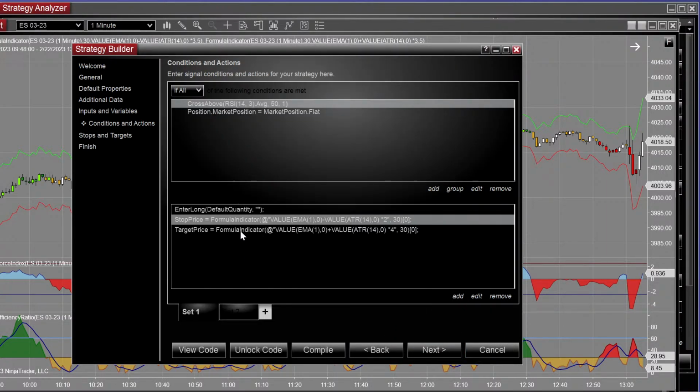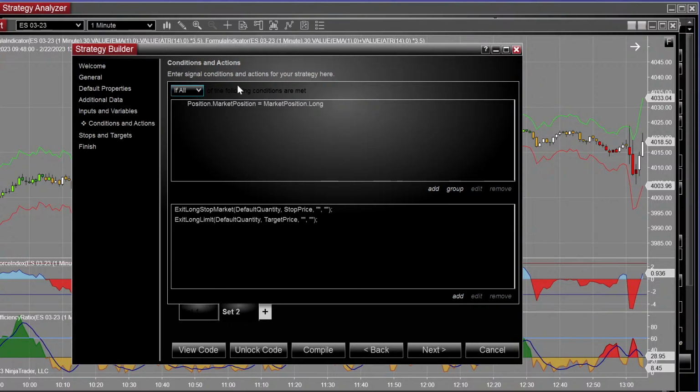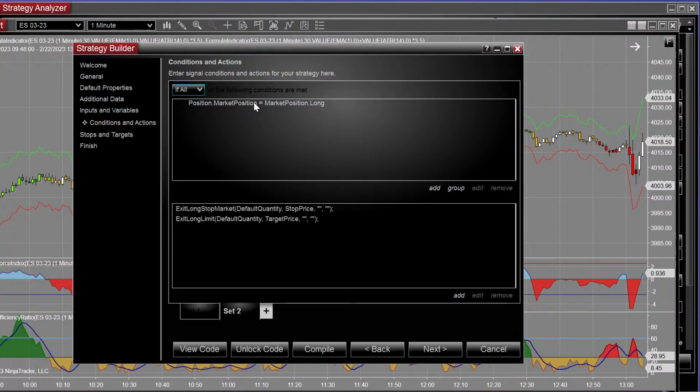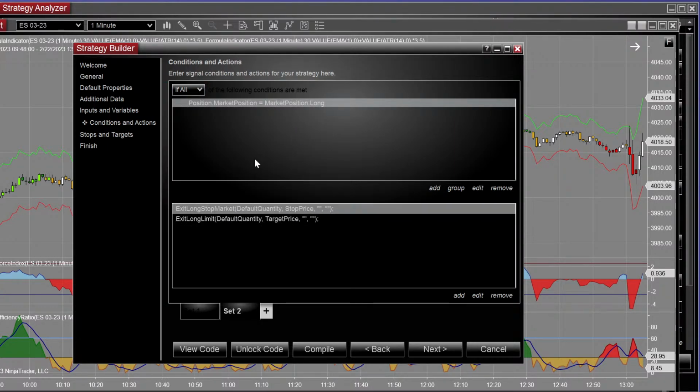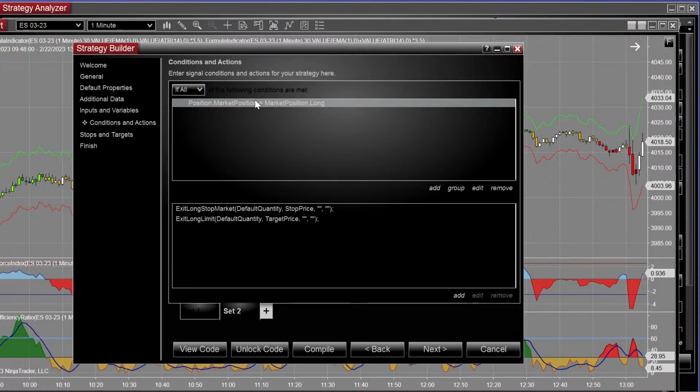And same thing for target. Set our target to ATR multiple of 4. In our next set, you have to check that we're long, and then we place our orders. It has to be set up like this, or else the order would just disappear after 1 bar. So we're long, and then we choose our stop as our stop price, and our target as our target price.